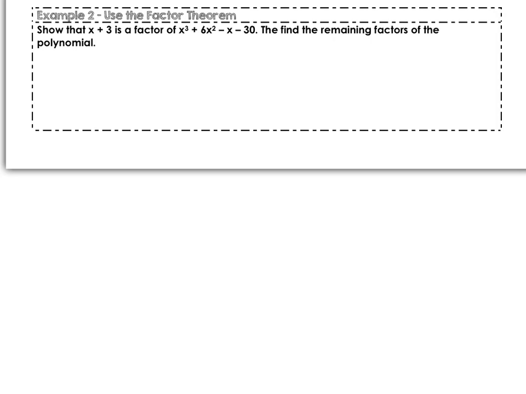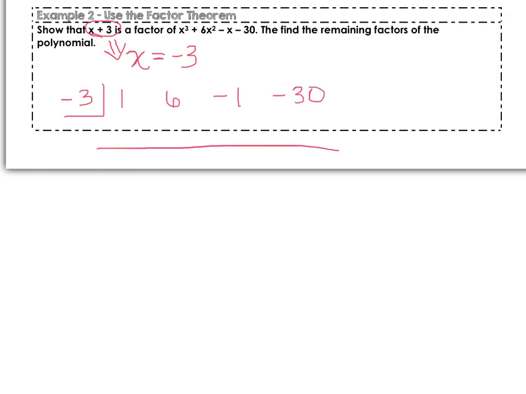So let's look at example 2, where we're going to show that x plus 3 is a factor of this polynomial. If the quantity x plus 3 is the factor, the conclusion that it's drawing is the fact that negative 3 is my solution. So negative 3 is what I'm going to plug into synthetic division here. All right, so my x cubed has a coefficient of 1. My x squared has a coefficient of 6. Then we have a negative 1 and a negative 30 here. Okay. We're going to pull down the 1. We're going to multiply. We're going to add. We're going to multiply and add. And then finally, ta-da, we got a 0.